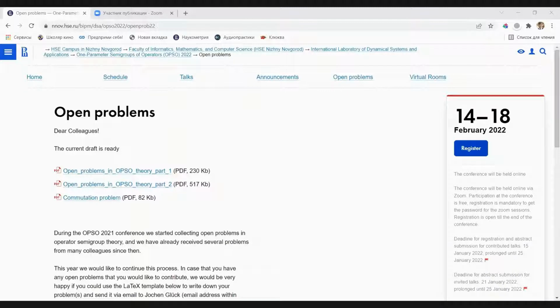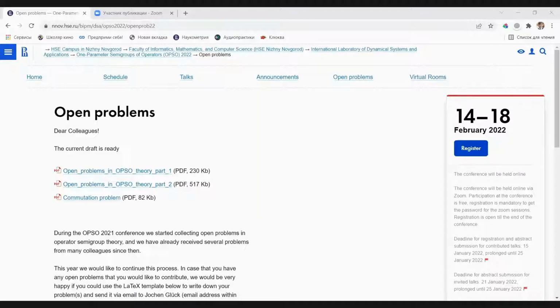Also, I can show those files on my screen. What do we have here? The file called part 2.